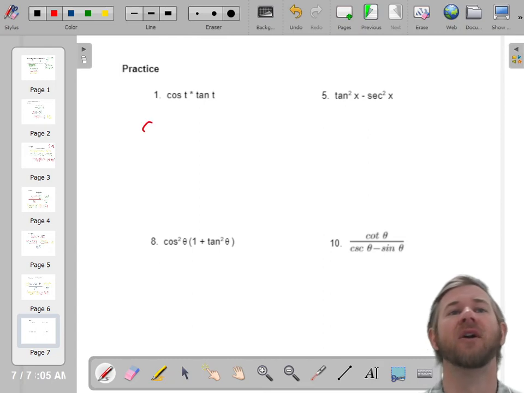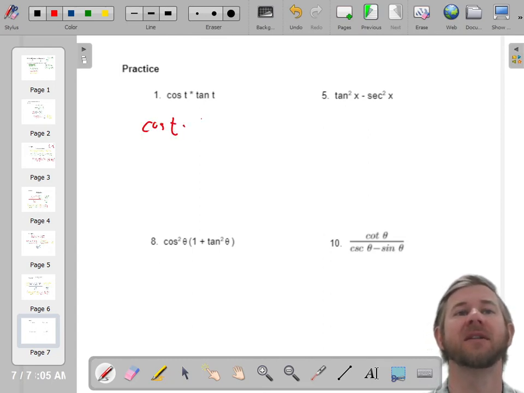So this is the cosine of t times tangent, which is the sine of t over the cosine of t. Now, if you write cosine as cosine over 1, you can see those cancel out, and this is just the sine of t. Cool.